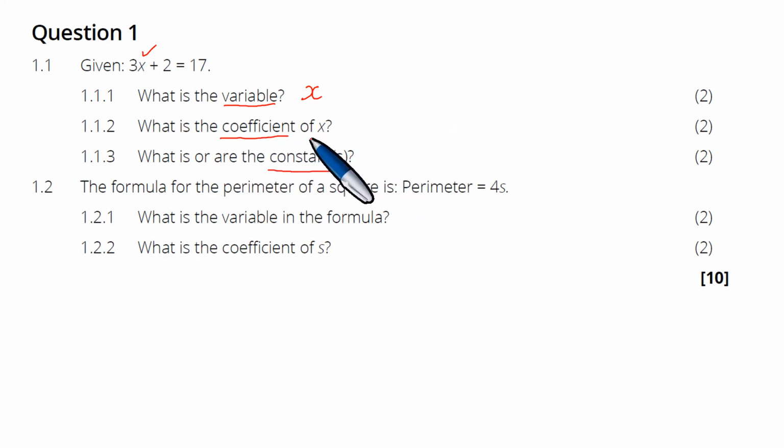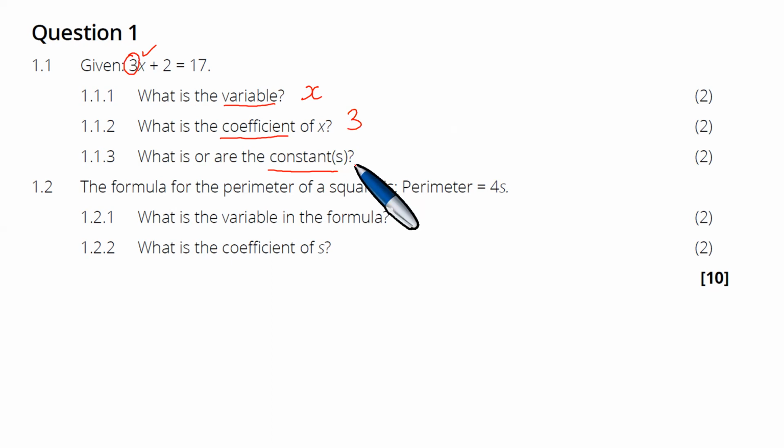Like, what is the coefficient of x? The coefficient of x is the number before x, and the number before x is the number what? Is the number 3, and therefore the coefficient of x is the number 3. Okay, you must know this for exam. Right. What is or are the constants?